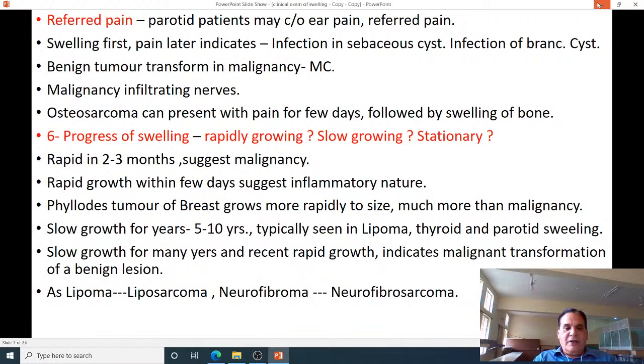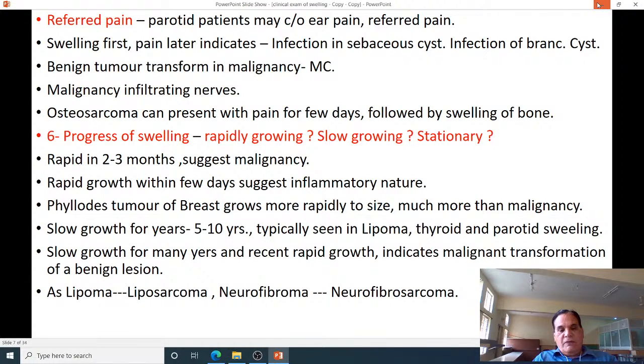Now the pain part. Whether direct pain or referred pain. Referred pain in parotid goes to ear. Sometimes swelling comes first, pain later. It is in infection. Whenever a benign swelling gets infected, it becomes painful. Transformation of benign to malignancy, most common, again referred pain. So this is how you have to classify the pain.